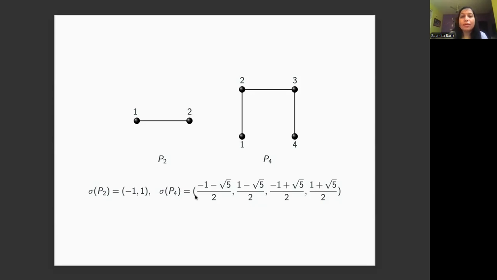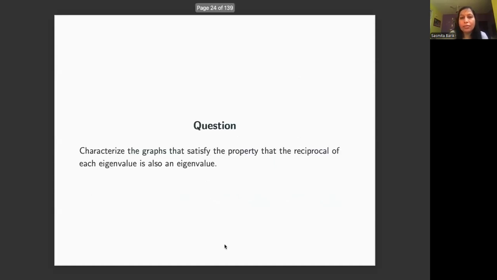So here we posed the question: can there be a graph with a spectrum such that if lambda is an eigenvalue, then minus 1 by lambda is also an eigenvalue? So this question was posed: characterizing all the graphs that satisfy the property that the reciprocal of each eigenvalue is also an eigenvalue. And such graphs exist; I have already given the examples P2 and P4. They are graphs which satisfy this property.